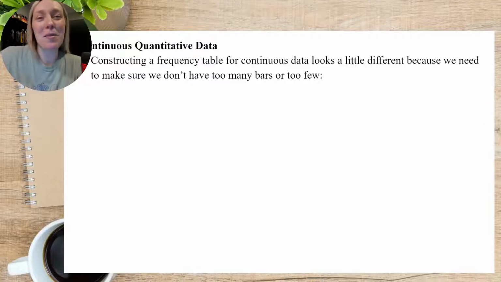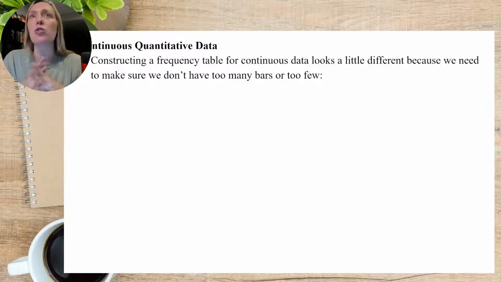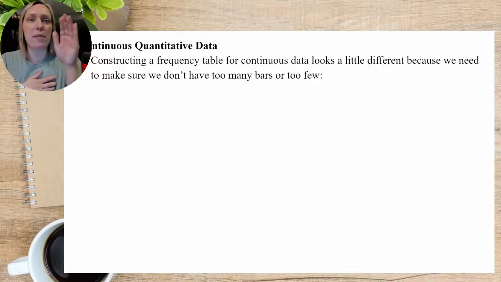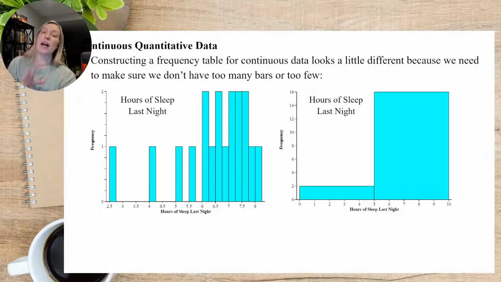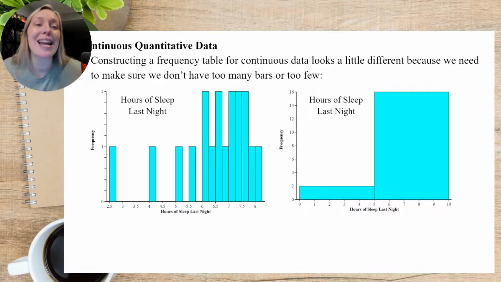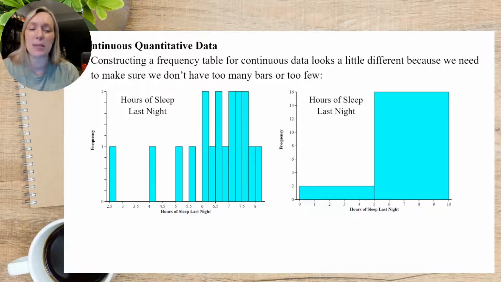Continuous data. I say a moment, but here the time has arrived. Constructing a frequency table for continuous data looks a little different. We have to make sure that we don't have too many bars or too few bars. With discrete data, it's a little bit better because we can usually be a good judge of the number of intervals we need or the number of data points we need for our x-axis. It's a little harder for continuous data. So the continuous data we're going to look at is how many hours of sleep did you get last night? And students are going to report that as a decimal.